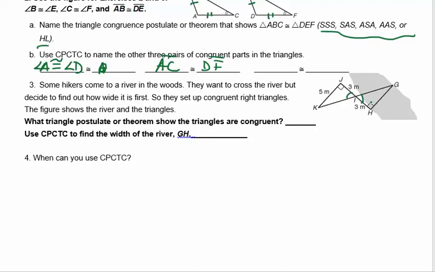So since those two angles are congruent, I can use angle, side, angle. Angle, side, angle proves that these two triangles are congruent. And now that I know they're congruent, I can use CPCTC to find the width of GH. That's how wide the river is right there. So this side is equal to the other marked side, because they're congruent, so their lengths will be the same.